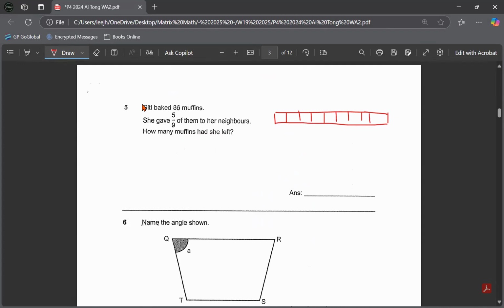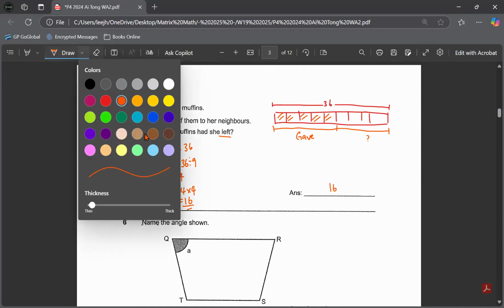Okay, total 36. She gave 5/9 to her neighbor. So 1, 2, 3, 4, 5, gave away. I want to find out what is left. So you can see 9 units is a value of 36. So you look for 1 unit, 36 divided by 9, 4. What is left over is actually 4 units. So we take 4 times 4. Answer, 16 muffins.